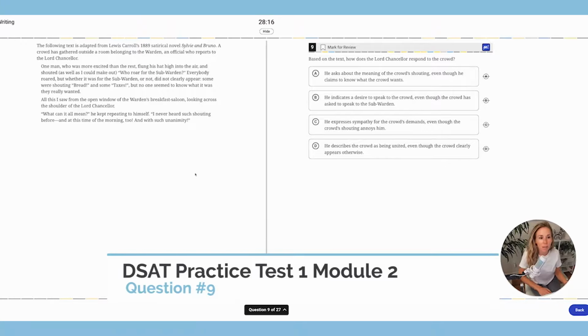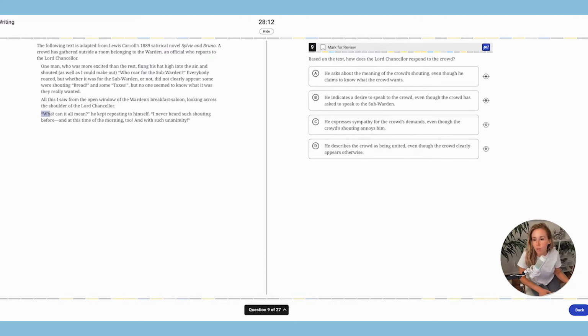All right, now we're going to get into how does Lord Chancellor respond to the crowd? He says, "What can it all mean?" He kept repeating himself. "I never heard such shouting before. And at this time of the morning too, and with such unanimity." Now, since he says that it's with unanimity, that basically is a synonym for being united. Unanimous means you come together and you all agree on something. So he thinks that the crowd is united.